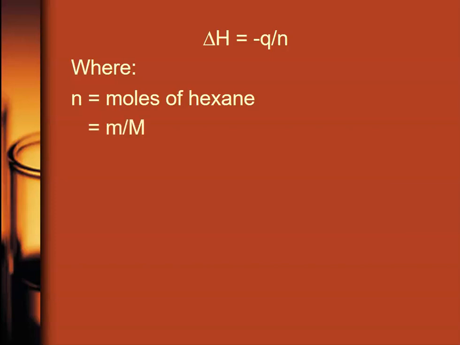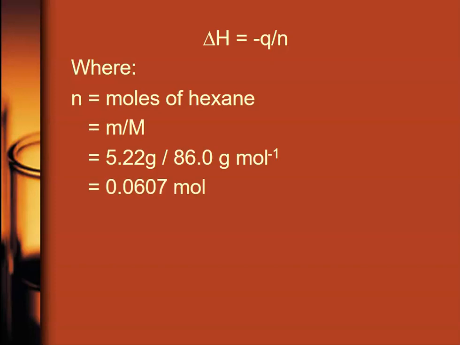And the formula, of course, is moles equals mass divided by molar mass. Again, this one you get given on your data sheet. And you're given the molar mass of hexane, which is a really, really big hint that you're going to need to use this. Okay, so we've got 5.22 grams of hexane divided by a molar mass of 86.0 grams per mole, which gives us a total number of moles of 0.0607.